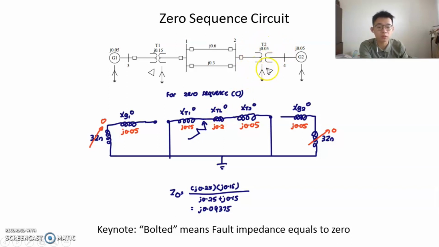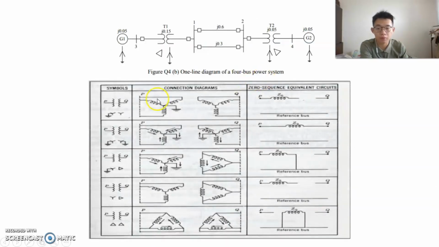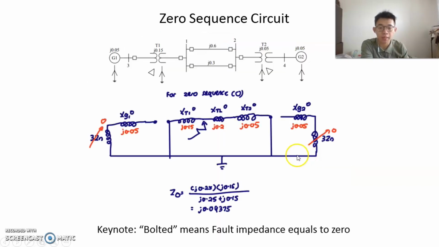For transformer number 2, the question mentioned that it is connected from Y to ground to delta. Now we're going to refer to the table. For Y ground to delta, the transformer 2 impedance is first connected to the ground, and then it gets disconnected. So we apply it into our zero sequence circuit here. First XT2 is connected to the ground, and then it's disconnected, followed by generator 2 impedance J0.05, and that's it.